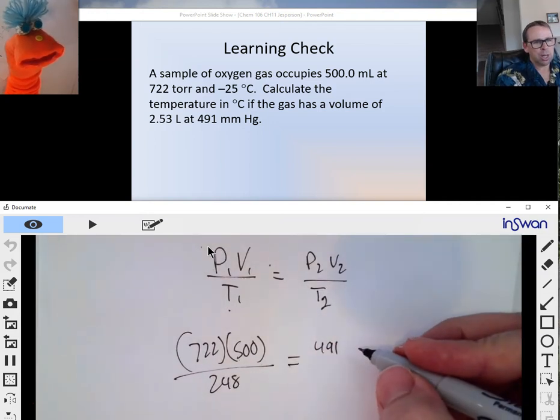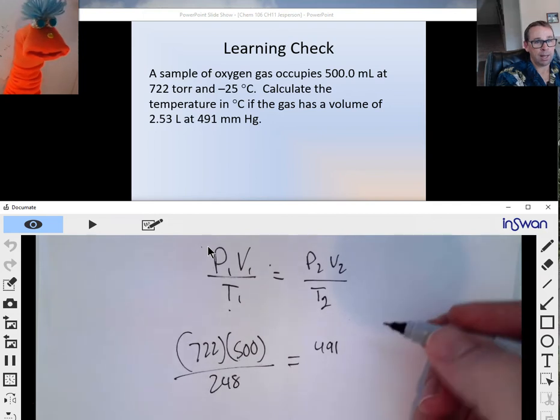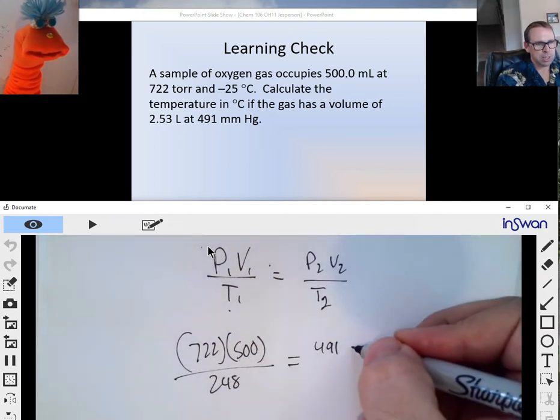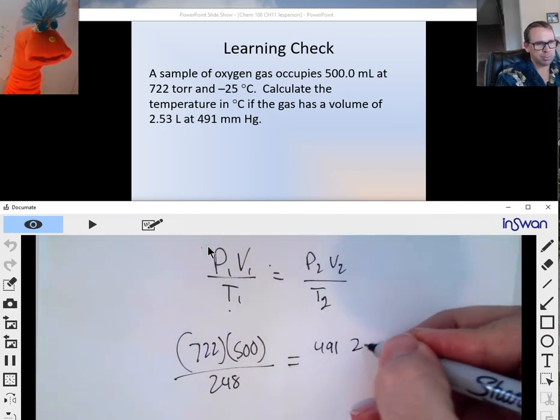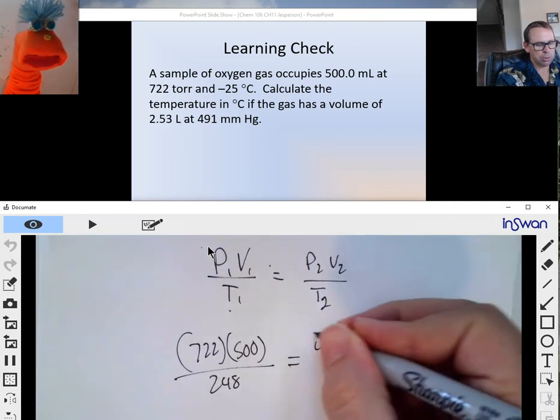What's our new temperature? Oh, that's what we're after. So what's the new volume? 2.53 liters. And the old volume was what? It was 500 milliliters. So I think you got to convert those to the same units, right? Yeah. So instead of expressing this in liters, I'll express it in milliliters, 2,530 milliliters. Is that all right? Yeah, okay.